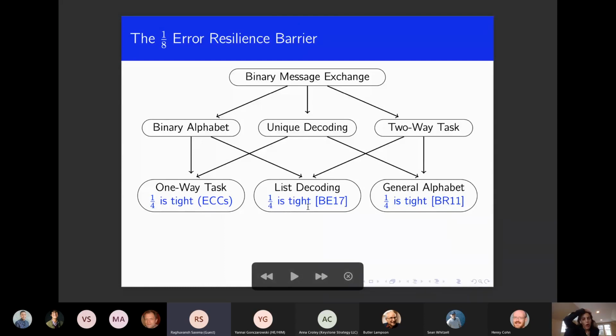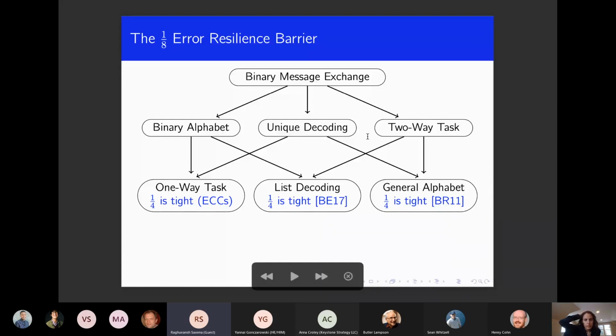Sorry, so all these lower bounds are for the non-adaptive setting? So let's see. In error correcting codes, there is no adaptivity because it's a one-way task. Here, this is for non-adaptive settings, and we know it's not true for the adaptive settings, like I just showed. And what breaks is that it's no longer a two-way task. You don't have to run two independent copies because they are adaptive.